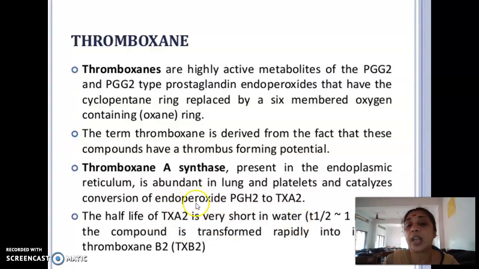And thromboxane A2 has a very short half-life. We have already studied that prostanoids, or eicosanoids, have a very short half-life, less than 1 minute, after which the molecule is channeled for degradation, and they bring about the formation of thromboxane B2, which is inactive in nature.